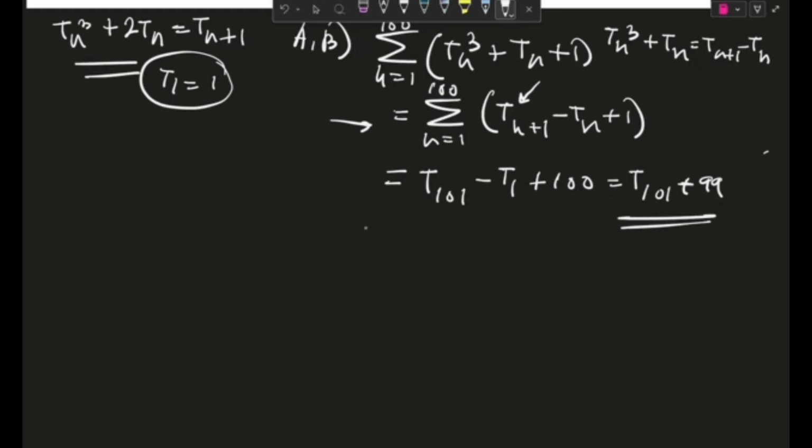This is your answer for the first question, and I guess A option will be correct. B will be wrong. So now let's move on to option number C. We'll see the expression once.